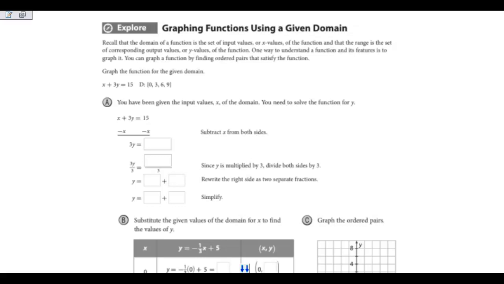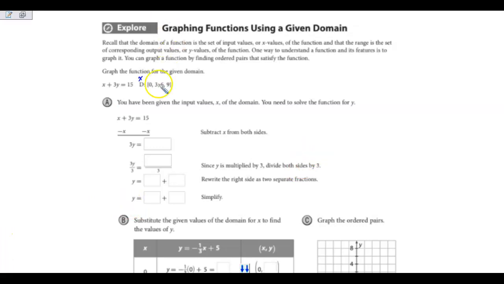One way to understand a function and its features is to graph it. You can graph the function by finding the ordered pairs that satisfy the function, and then using those ordered pairs to plot your points. So we're going to graph the function for the given domain. So our function is x plus 3y equals 15, and our domain is 0, 3, 6, and 9. And remember that the domain, those are your values that you're using for your x or your independent variables.